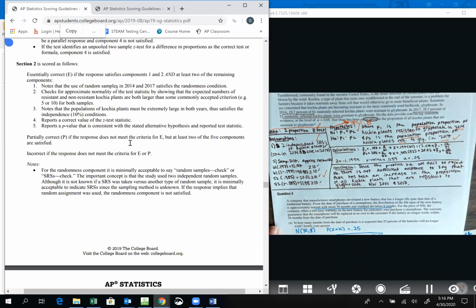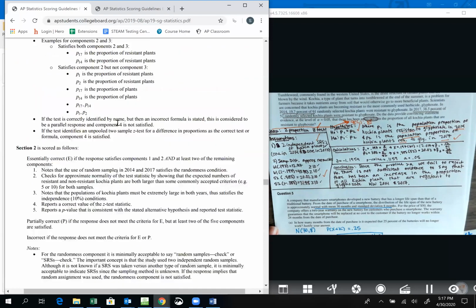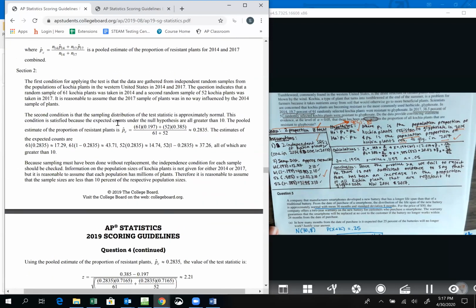Notes the population of cochia plants must be extremely large in both years, thus satisfies the independence condition, 10%. I didn't check that, but it says you have to satisfy component 1 and 2, and then at least one of the remaining components. So I don't have component 3, but I did report a correct value of the z-test statistic. Let's just make sure.